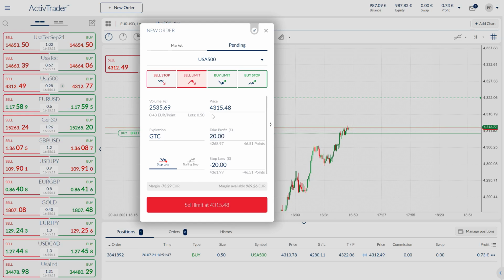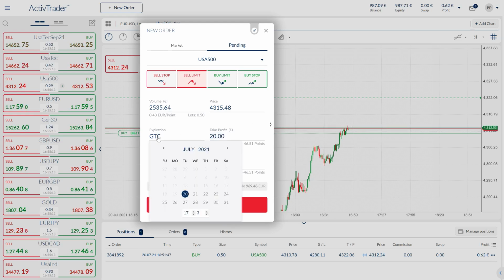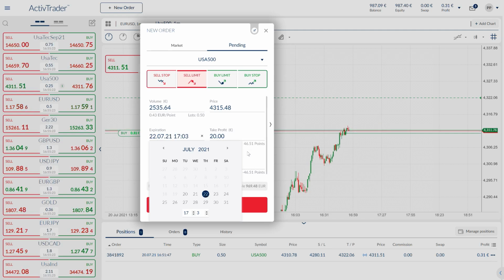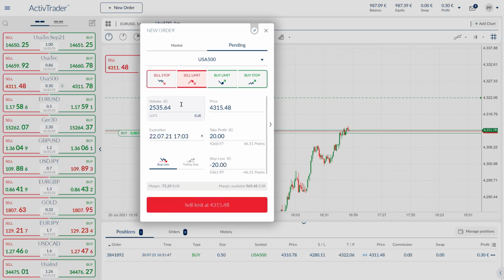The expiration GTC means good till cancelled, which means the order will remain active unless you manually delete it. Otherwise, you can set an expiration date, for example. You set your volume in euros or lots. I would go, for example, for a 1 lot, one full lot.